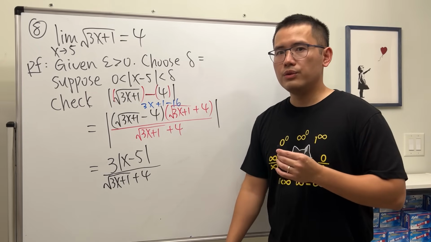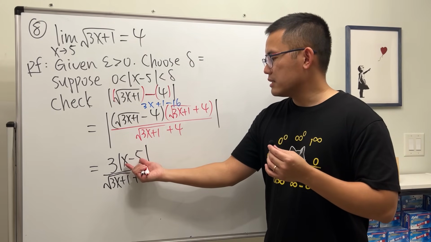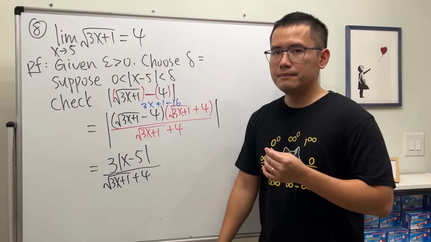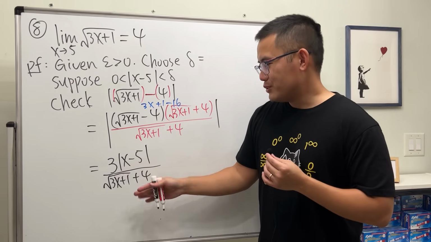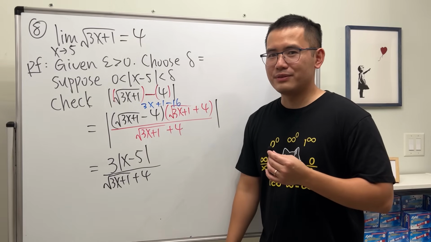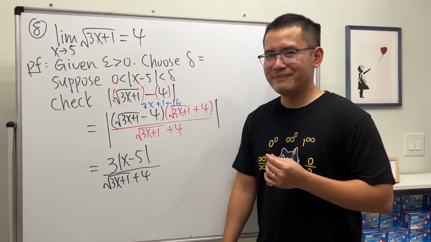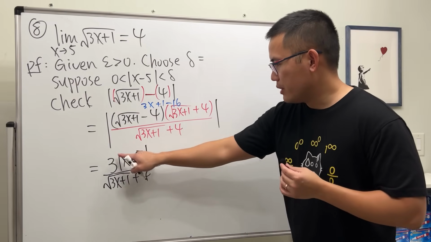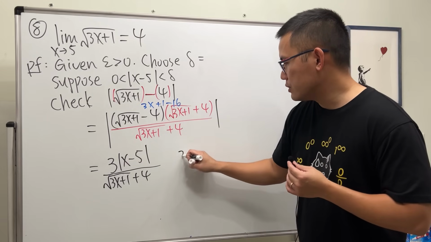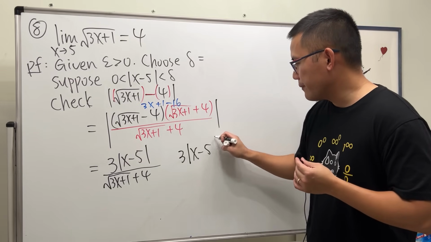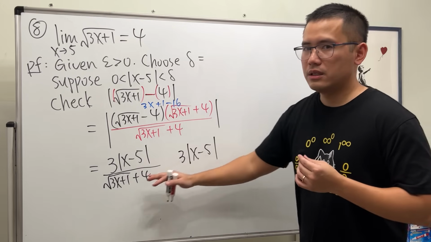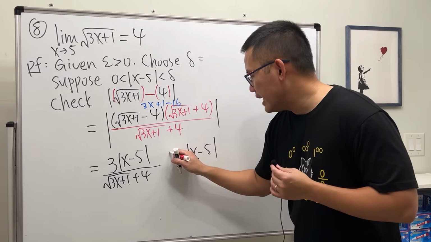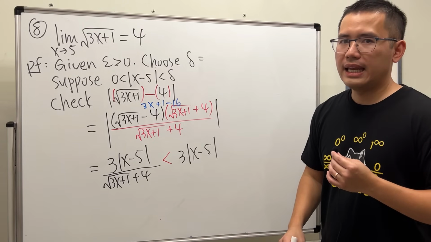And how can we continue? We do have the x minus 5 in the absolute value, so maybe we can use this right away. But you know what? If you do that, sure, and then the bottom is going to be bothering us, right? So can we get rid of the bottom? Yes, and this is how. If you just ignore the bottom, compare this with the top part, which is 3 absolute value of x minus 5. Can we make a comparison? Yes, and in fact, this is less than that. Why?